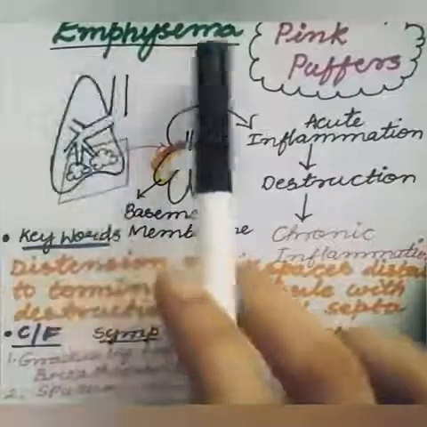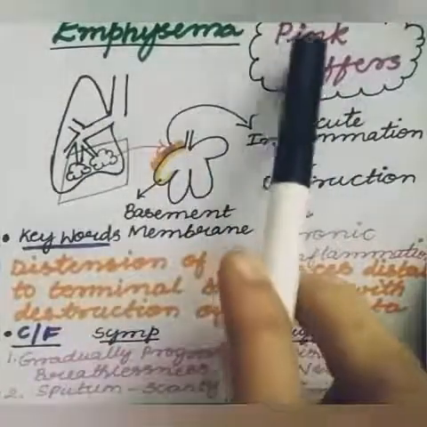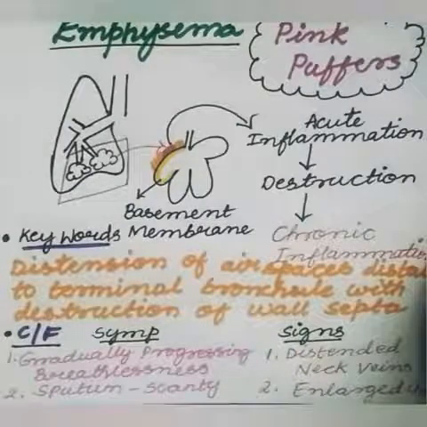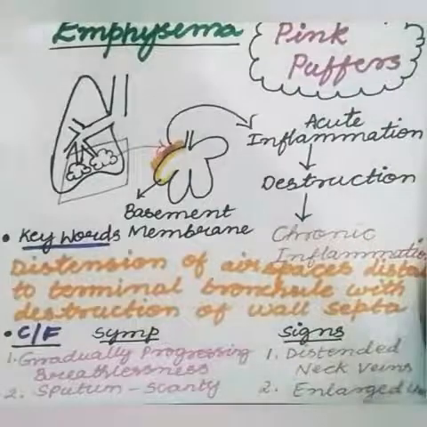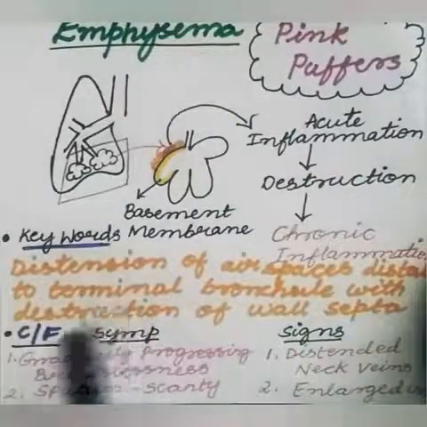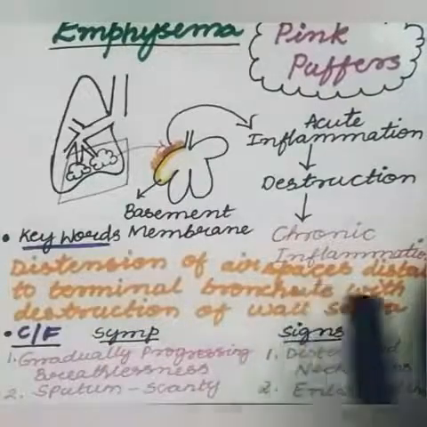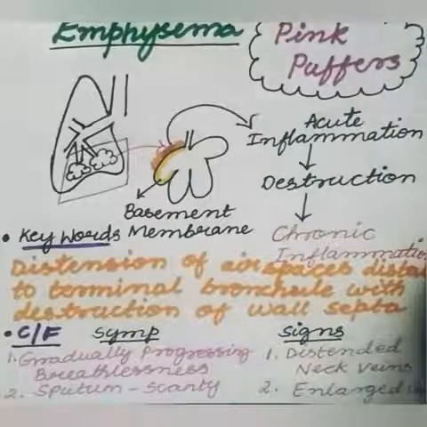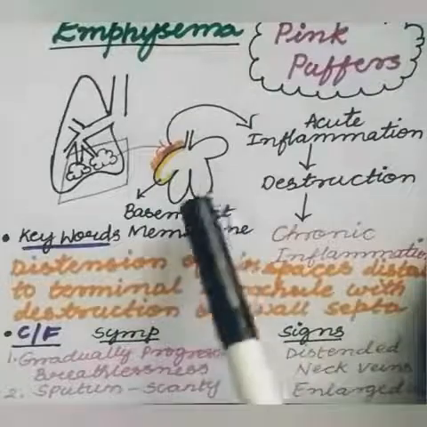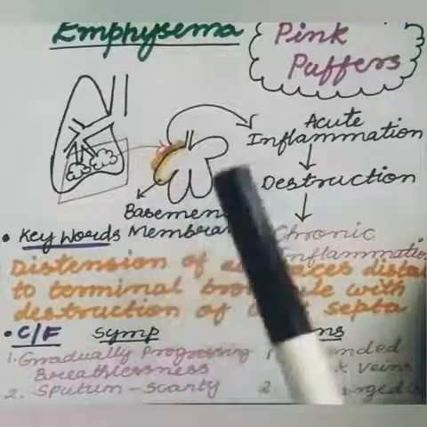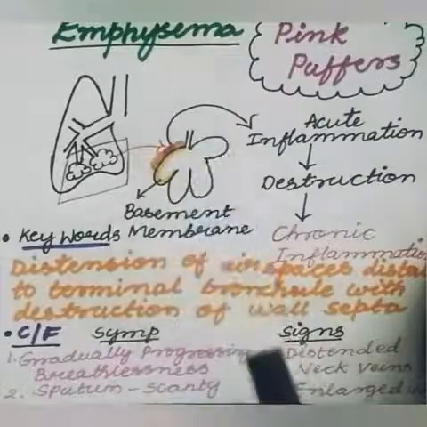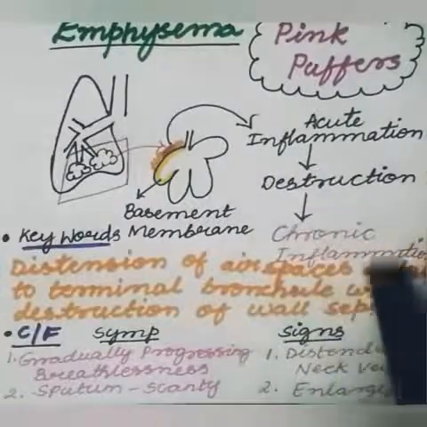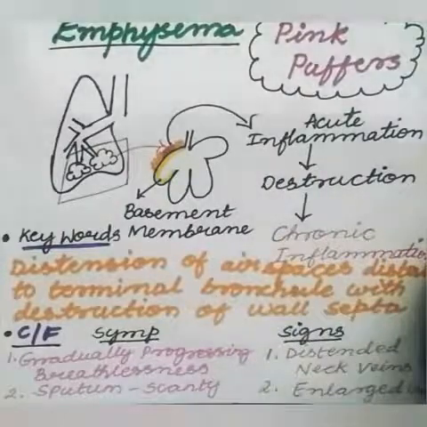Next condition is emphysema. Emphysema patients are also called pink puffers because they hyperventilate and they look thin and pinkish. Okay. Here the keywords are distension of air spaces distal to terminal bronchiole with destruction of wall septa. Here first you can see the basement membrane of the alveoli and the acute inflammation going on. The acute inflammation results in destruction, which further results in chronic inflammation.